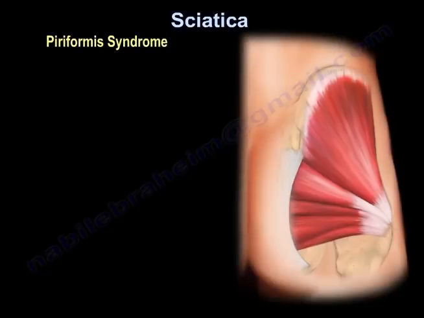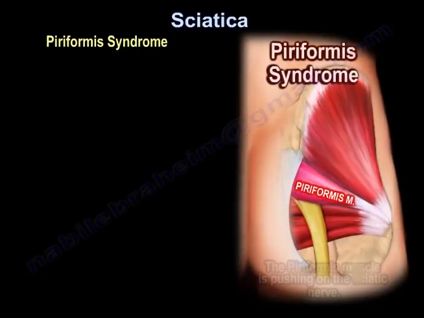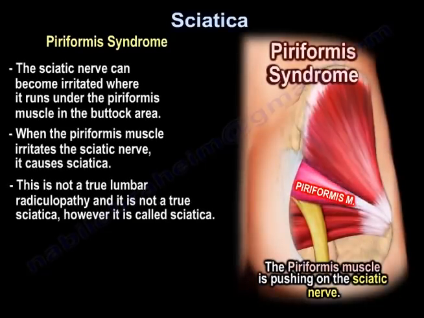Another popular cause of sciatica is piriformis syndrome. The sciatic nerve can become irritated where it runs under the piriformis muscle in the buttock area. When the piriformis muscle irritates the sciatic nerve, it causes sciatica. It is not a true lumbar radiculopathy, and it is not a true sciatica. However, it is called sciatica.